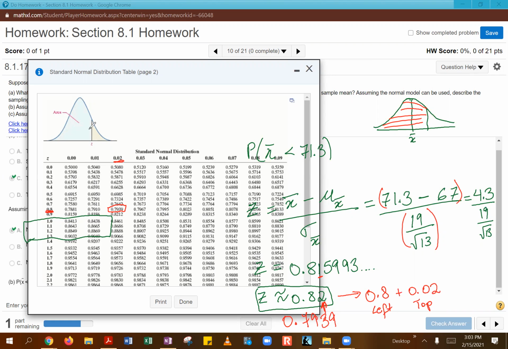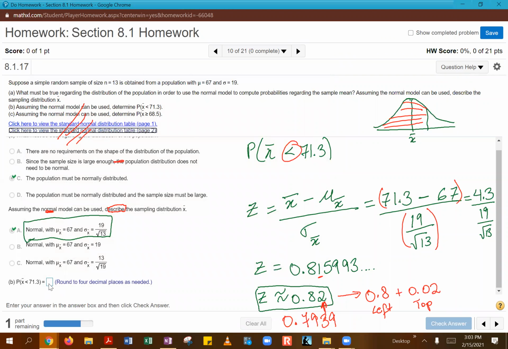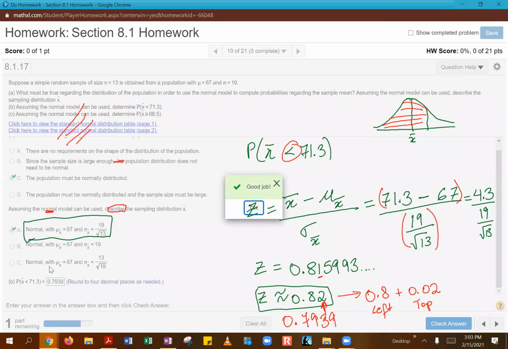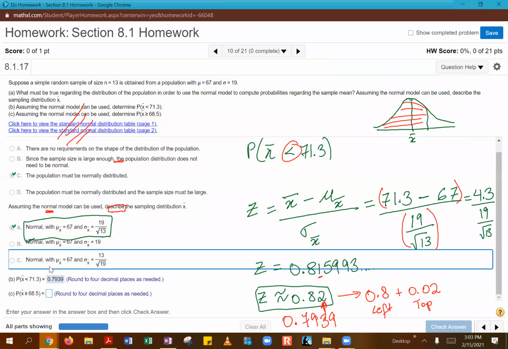And like I said, this is by default always showing you the area to the left. And so since we have a less than symbol over here, we are good to go. So let's go ahead and close our table over here, and we should be able to plug in this probability that we just found. So 0.7939. Check. And we are good to go.